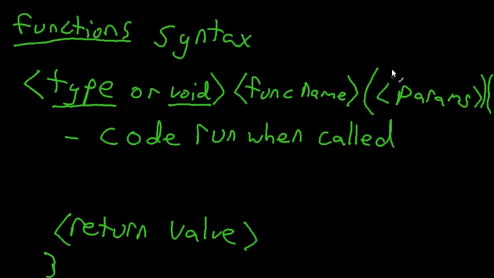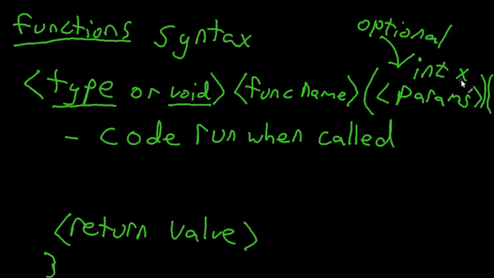And let's talk a little bit about these parameters. These parameters are optional. But if you do say that it takes parameters, then you have to pass parameters to it every time you call it. And parameters have to have a type. So if you want to pass numbers to this function, you could say int x. That would allow you to pass one number to this function, int x.